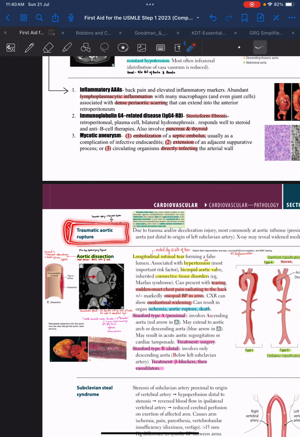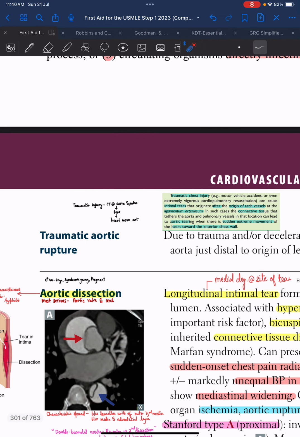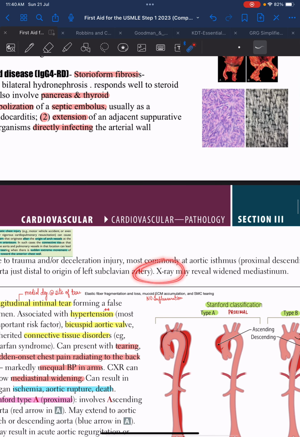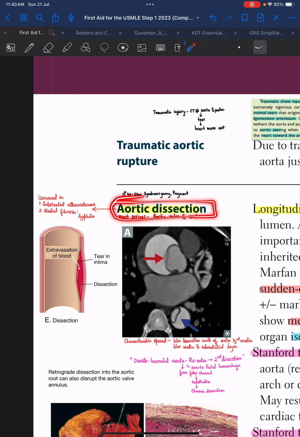There could be a traumatic aortic rupture, and this rupture will actually be because of a tear in the intima and eventually a tear in the entire 3 layers of the vessel wall. X-ray will reveal a widened mediastinum because of extravasation of blood. Now, moving to the more important topic, which is aortic dissection.